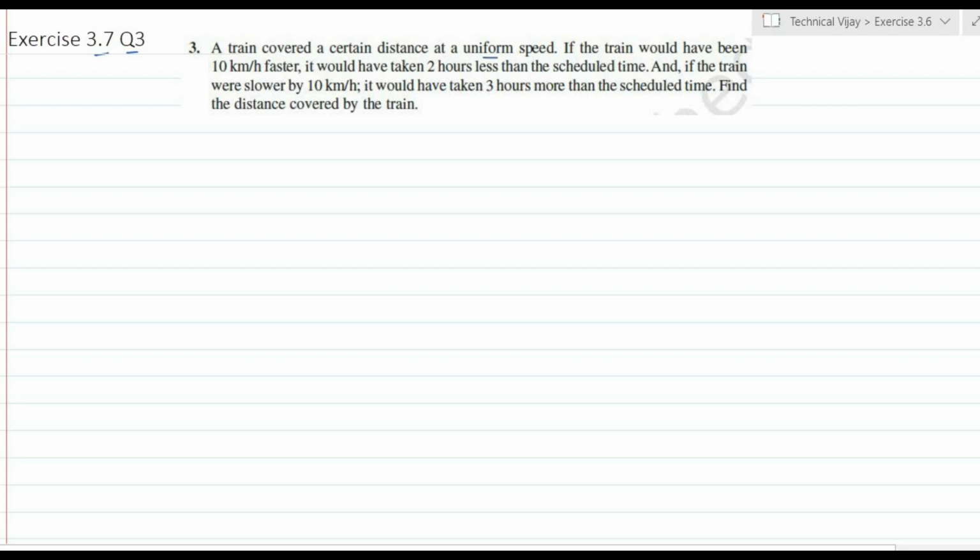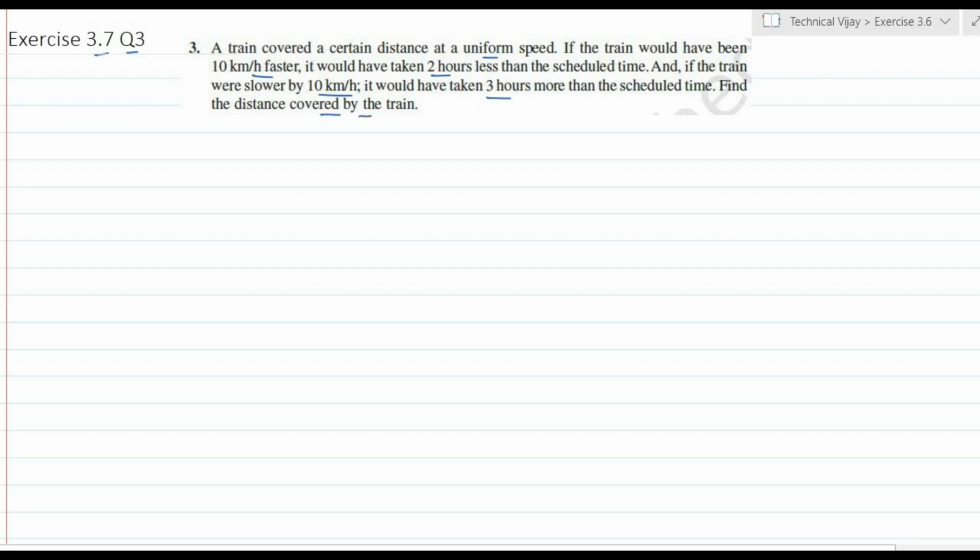If the train would have been 10 km per hour faster, it would have taken 2 hours less than the scheduled time. And if the train were slower by 10 km per hour, it would have taken 3 hours more. So find the distance covered by the train.